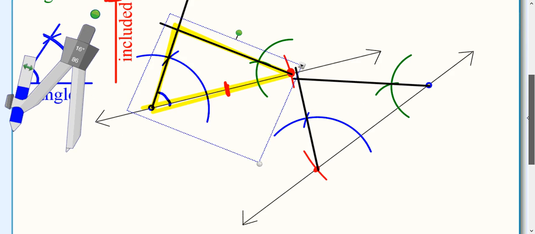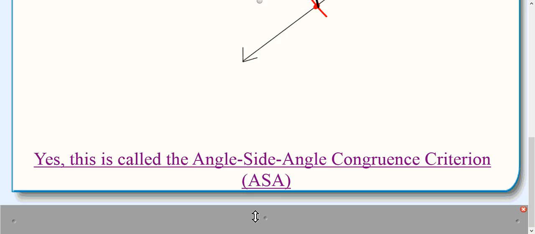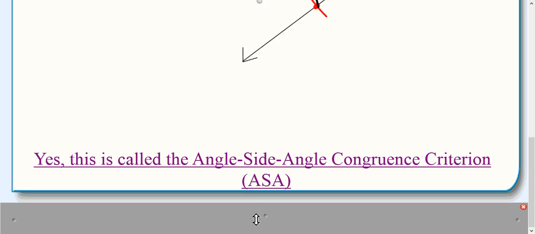So since those two triangles were the exact same, we get a name. Angle side angle congruence criterion. Angle, side, angle, ASA. Since the side has to be between the two angles, when you write it, S goes between A and A. The side goes between the two angles when you write it.